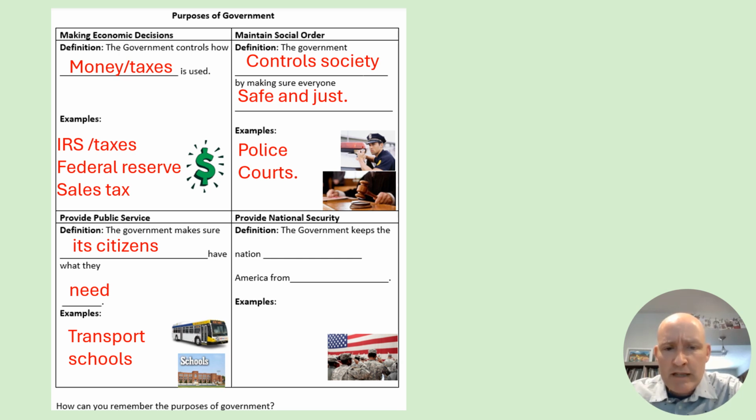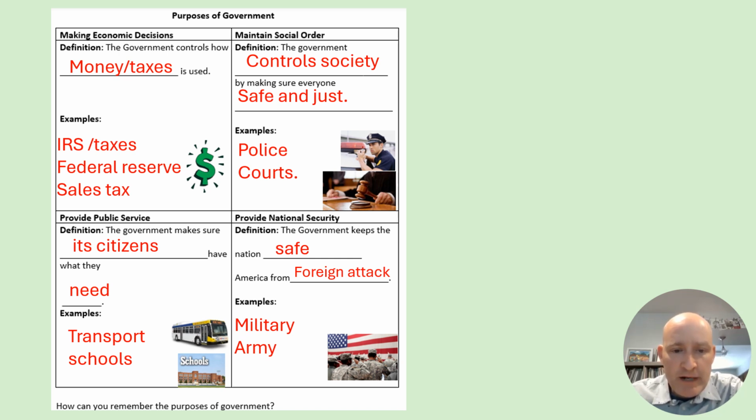And that brings us to the last purpose, which is to provide national security. This is where the government keeps the nation safe from foreign attack. So for example, it could be the military. Examples of branches of the military are the Army, Navy, and Marines.